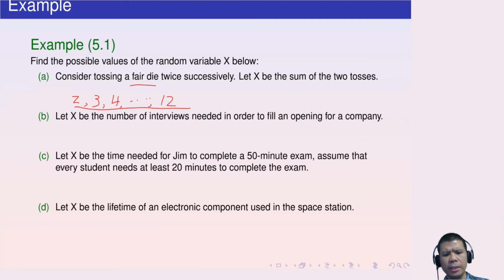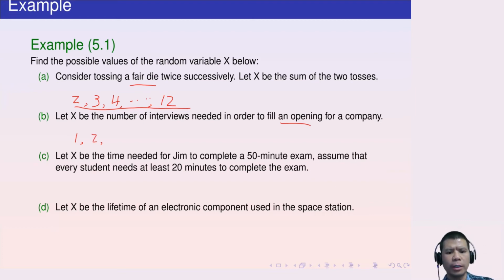Consider B. X be the number of interviews needed in order to fill an opening for a country. Okay, so one opening here, so you need at least 1 interview, right? So I believe this is 1. Is it possible for X equal to 2? Do you need 2 interviews for this 1 opening? I think this is okay, because maybe the first interview failed, and then you need a second interview and it is successful. So in this case, X can be 2.